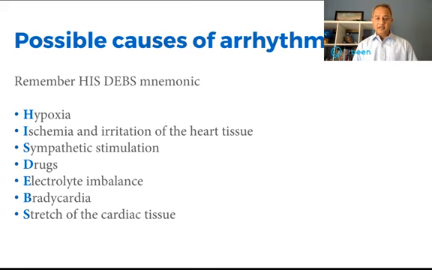Electrolyte imbalances can cause arrhythmias. Bradycardia can result in arrhythmia. So if somebody's heart is beating slower, that can result in the body asking for more nutrition, causing the sympathetic system and other systems to try to drive the heart, and then imbalances that are occurring in the heart's conduction can cause arrhythmia. Then the stretch of the cardiac tissue.